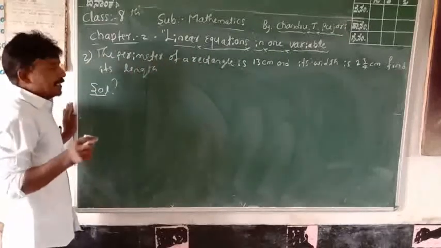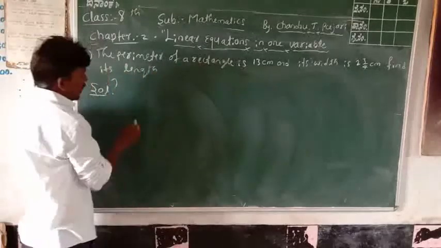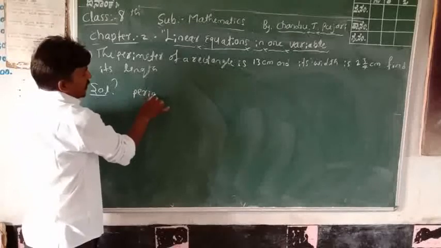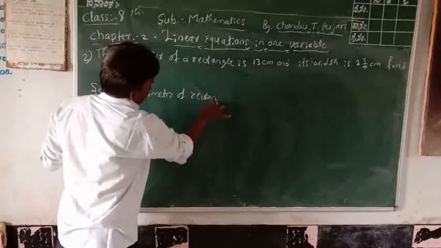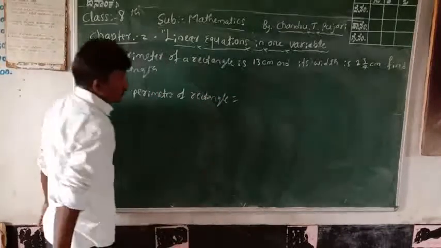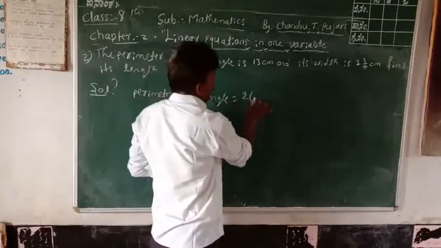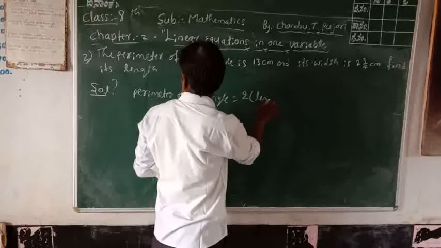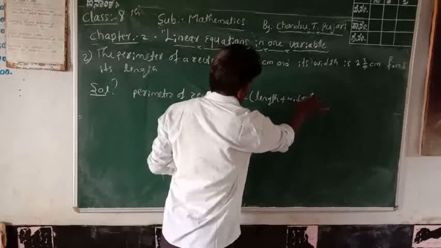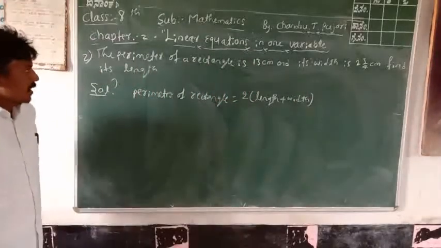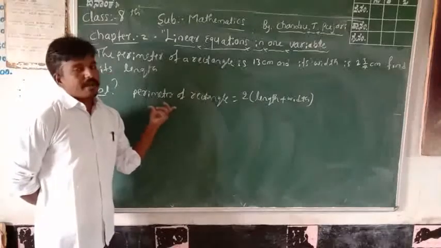First, in this question, write the rectangle formula. What is the perimeter of a rectangle formula? Perimeter of rectangle is equal to 2 into bracket of length plus breadth or width. This is our perimeter of rectangle formula. Next, in this formula, you can substitute the values.